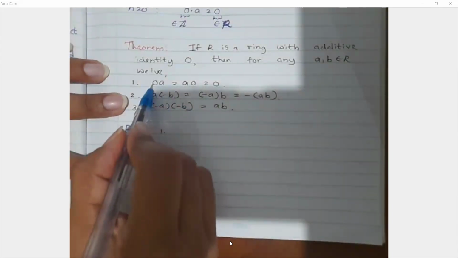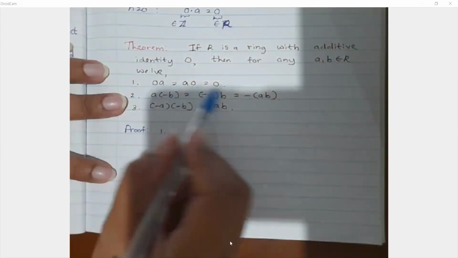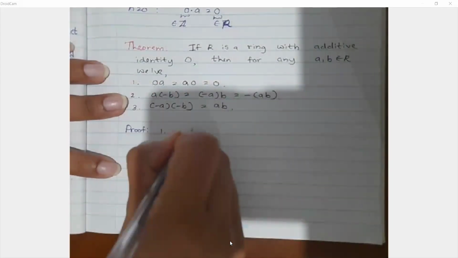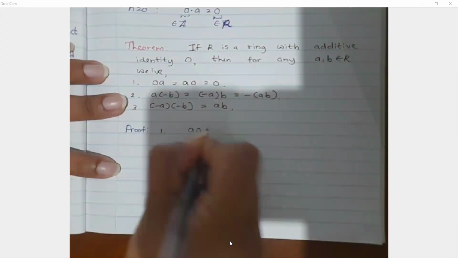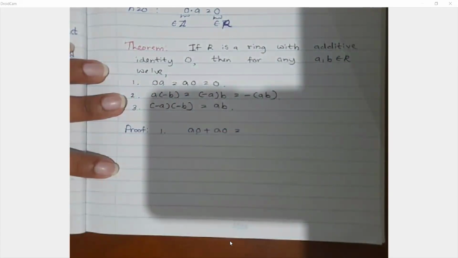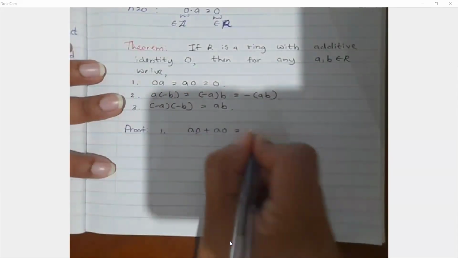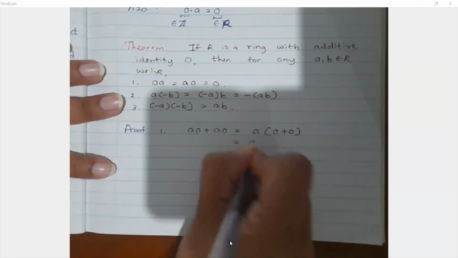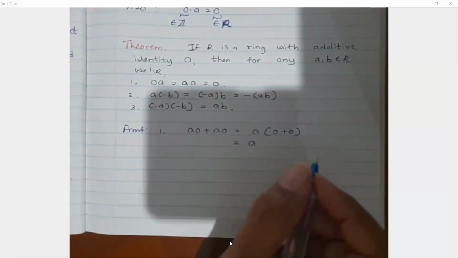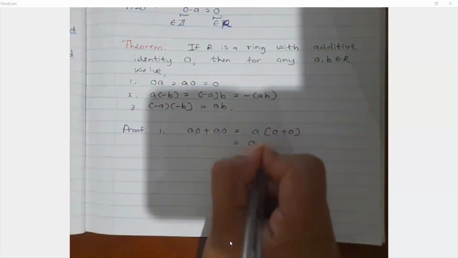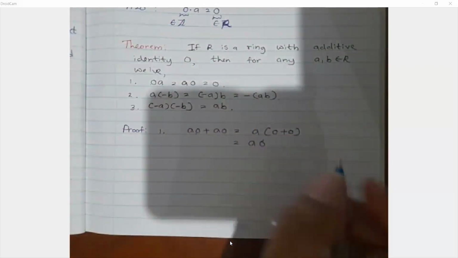okay, we had to show that 0 times A is equal to A times 0, which is equal to 0. First, what I'm going to do is add A times 0 to itself, right? A times 0 plus A times 0. Using distributive laws for a ring, I'm going to factor out A. So we have A times (0 plus 0). Now 0 is the additive identity. When you add the identity to itself, you get the element. So you have A times 0.